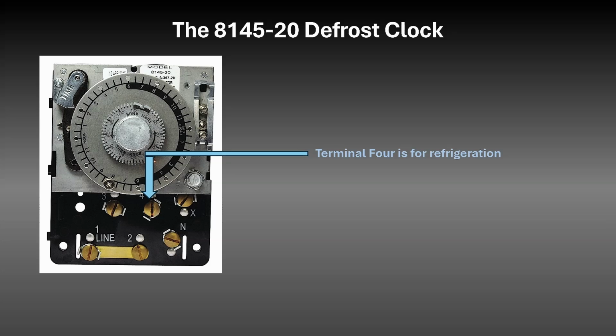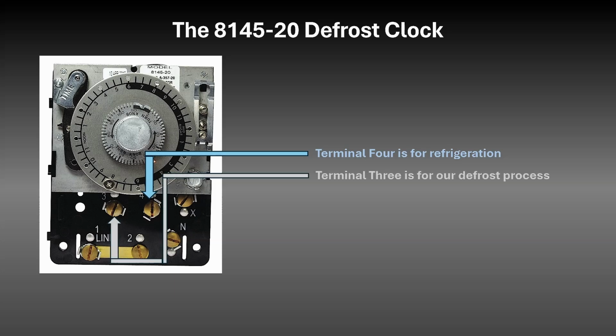So when we're running the way the clock is right now, we have a signal coming from number 4 telling refrigeration to turn on. When 8 a.m. arrives and we initiate a defrost, that signal is going to be broken and we're going to energize terminal number 3, which is going to initiate our defrost. That's our signal telling defrost to come on.